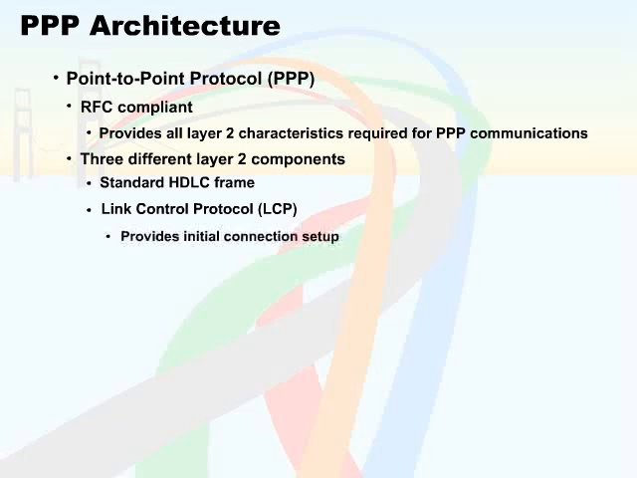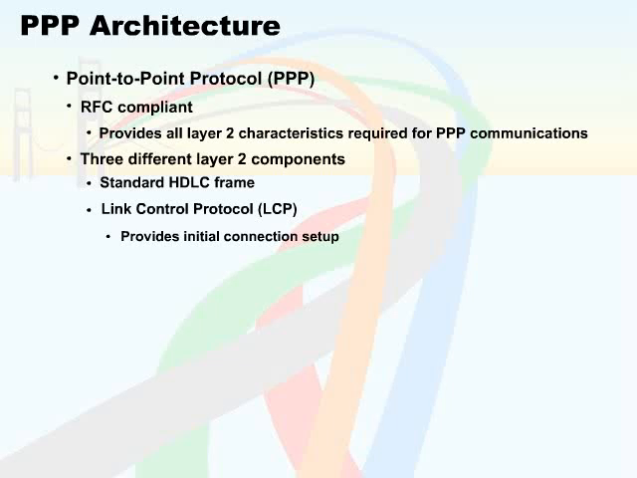Its job is to provide the initial connection setup between the two remote ends. It will actually provide link quality and link integrity testing, verify that the link can be maintained successfully, and also do the authentication for the line. Very, very nice to have a sub-protocol such as this that can actually guarantee that the line is consistent enough to be able to maintain the PPP connection.